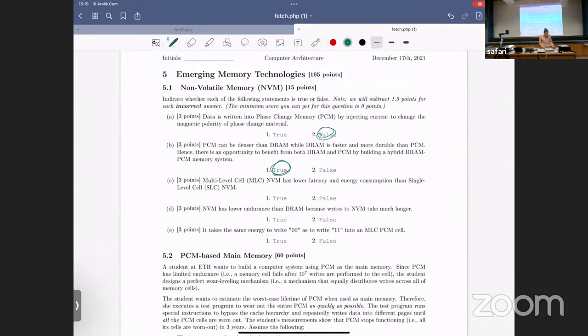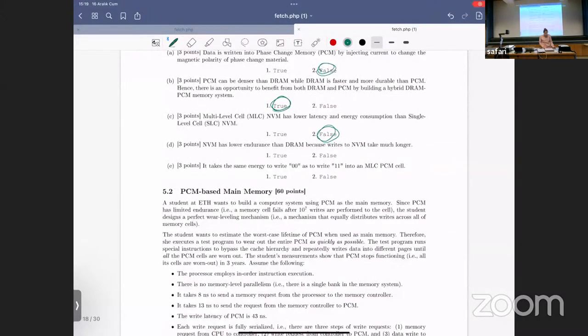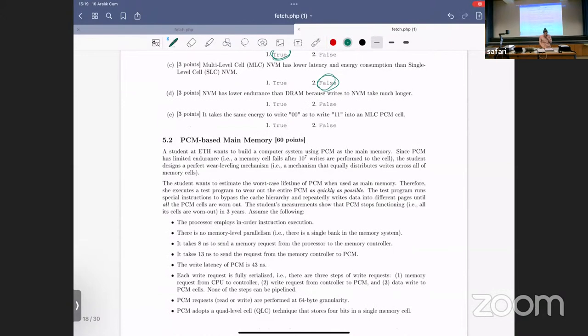The third one is: multi-level cell NVM has lower latency and energy consumption than single-level NVM. In this one, both are actually wrong. It requires both higher latency and higher energy consumption. The fourth one is: NVM has lower endurance than DRAM because writes to NVM take much longer. So this is false, but it's also partially correct because NVM has lower endurance, but the reason is not because writes take much longer. When you're writing, you apply a very high temperature, so you destroy the cell structure a bit.